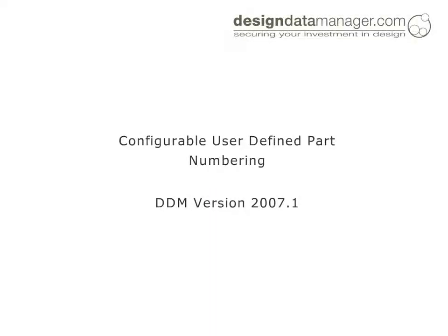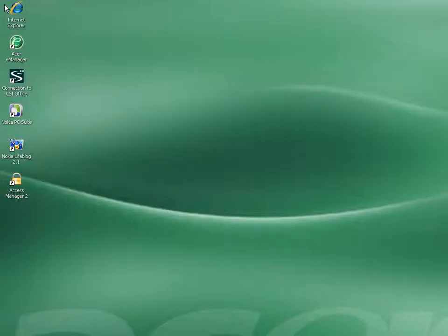This presentation shows how to configure user-defined part numbering within DDM using the Part Numbering Administration tool. Companies throughout the world tend to use their own unique part numbering conventions. Part numbers within DDM can be configured to match most part numbering systems, allowing users to automatically assign part numbers to parts and assemblies as they save them into DDM.